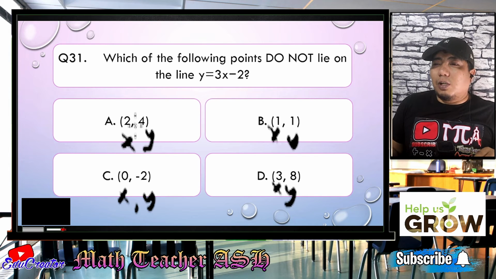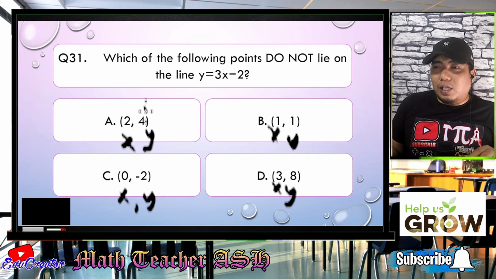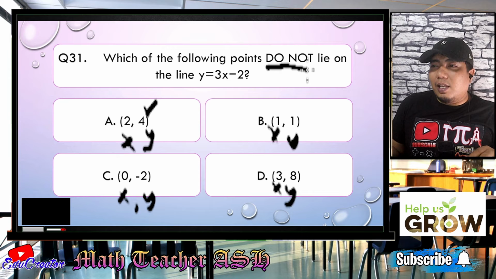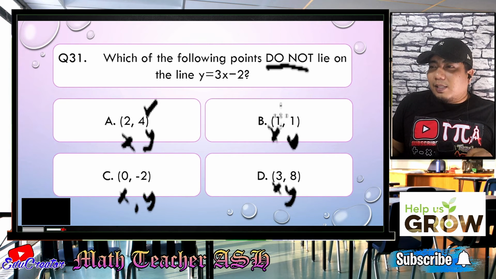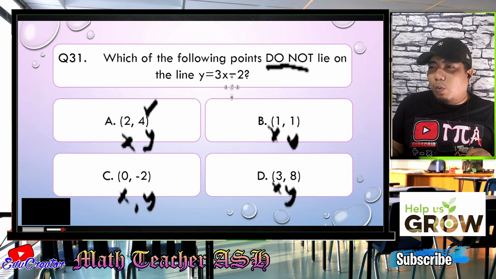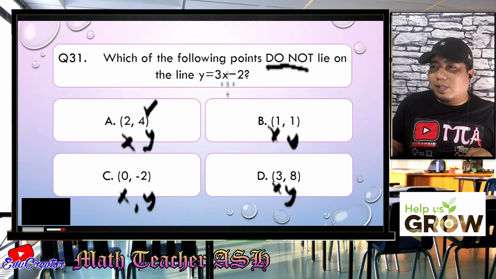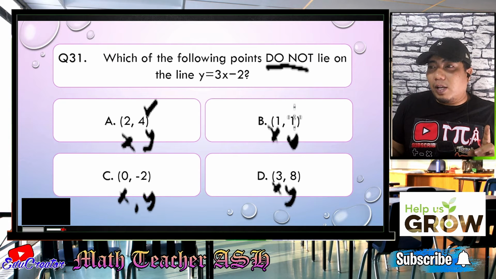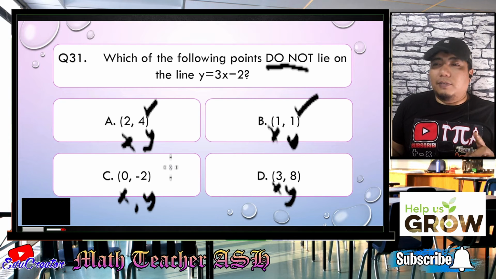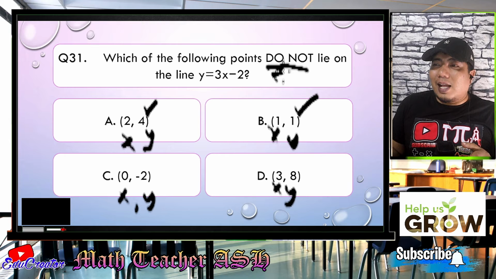So let's consider positive 2. So 3 times 2, that is 6. 6 minus 2, that is positive 4. So this is correct. Now we are finding the point that does not lie on the line. So how about choice B? X is 1. So 3 times 1, that is 3. 3 minus 2, that is positive 1. This is also correct. But it does not answer our problem.